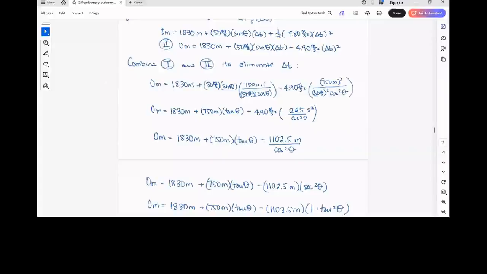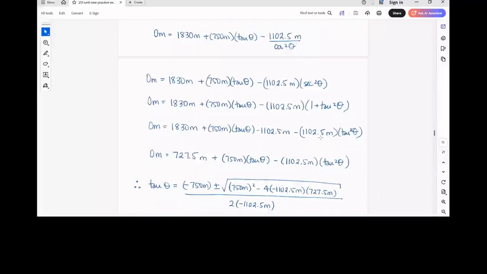And something very similar happens in this problem compared to the one that we just solved, because I've got 50 meters per second that cancels. I have a sine theta over a cos theta. That's going to give me a tan theta. And then here in our last term, we have 750 meters squared divided by the quantity 50 meters per second squared. That's going to leave me with negative 1,102.5 meters all over cosine square theta.